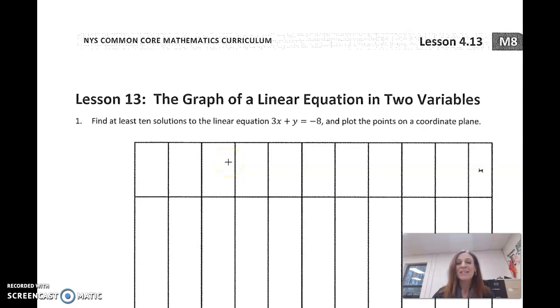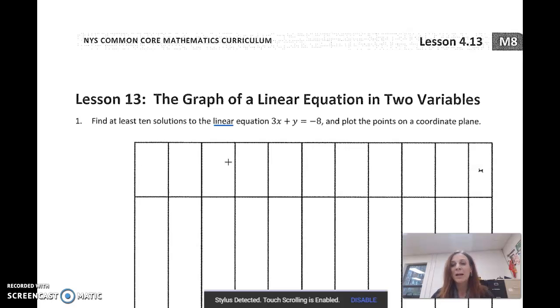All right, lesson 13 is on the graph of a linear equation in two variables. What you're going to see in this lesson is a lot like the last two lessons we've been doing, but our focus is going to be on the graph and what it looks like. It says find at least 10 solutions to the linear equation 3x plus y. Again, we're focusing on that this is a linear equation, so we're going to talk about what that means, and plot the points on the coordinate plane.